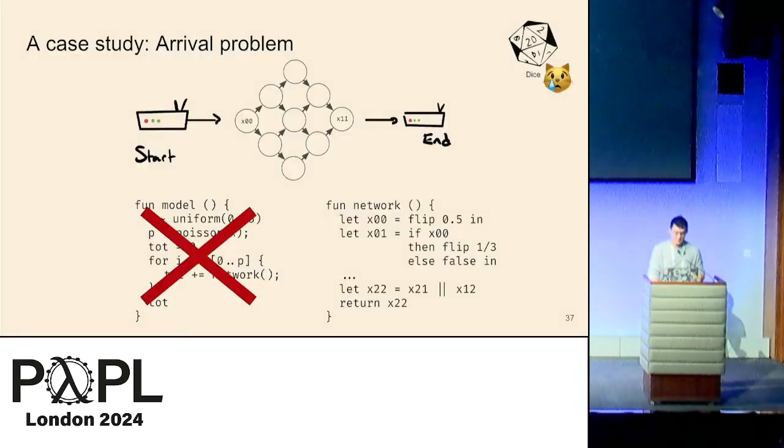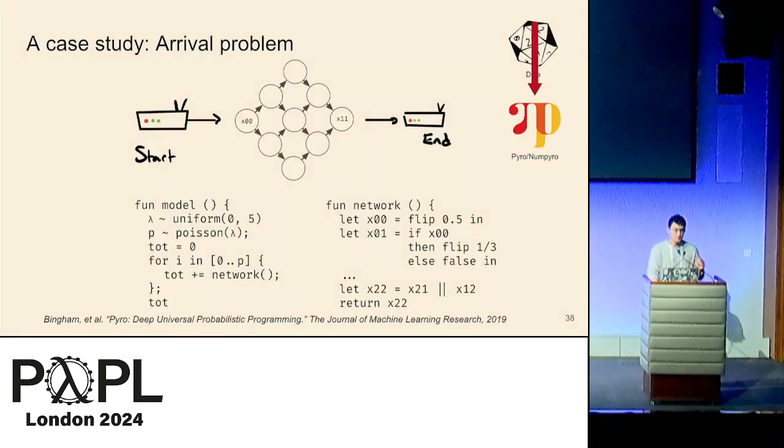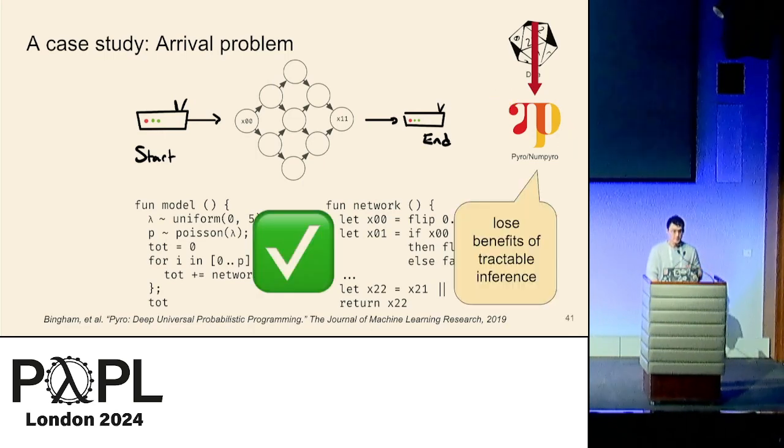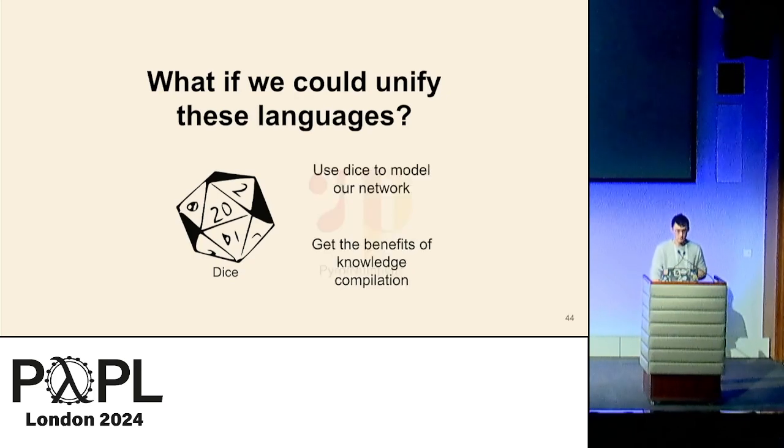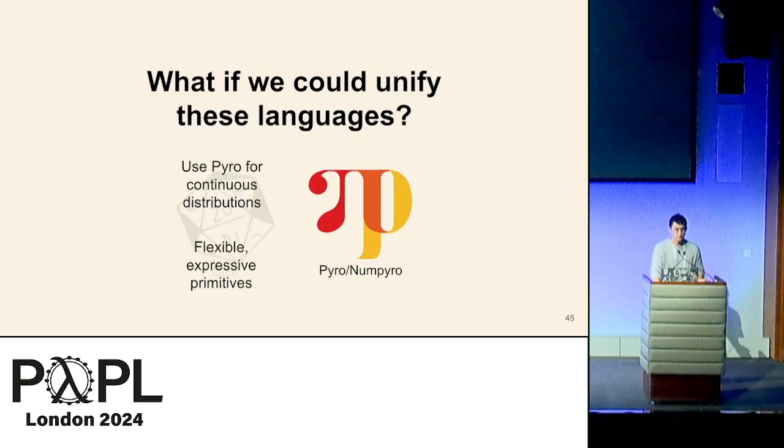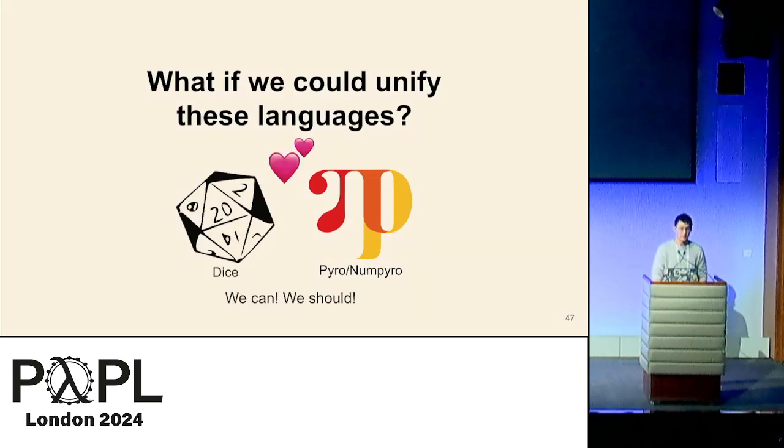If we were to use some language like Pyro, then we would be in the clear. We can express this, no problem, but we would lose out on the benefits of tractable inference that Dice was providing, which also makes us sad cats. So what if we could unify these languages? What if we could just use Dice for that network code and get the benefits of knowledge compilation, and then use Pyro for the continuous distributions and flexible primitives? I think that we can, and I think we should.